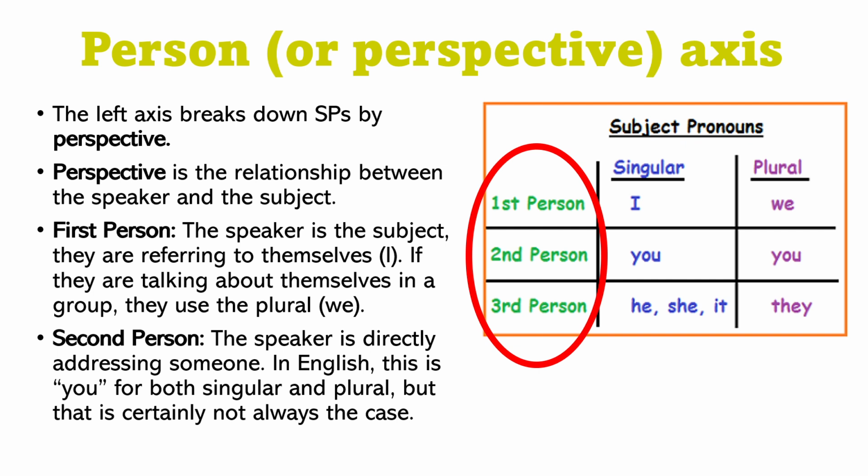As far as perspective goes, the perspective is the relationship between the speaker and the subject. So if the speaker is talking about themselves, i.e. the speaker is the subject, you'd use I. So if you're talking about yourself, you just say, I did this. You wouldn't call yourself by name, that's a bit weird. You'd use the word I. And then if you're talking about yourself but you're in a group of people, you'd use the word we.